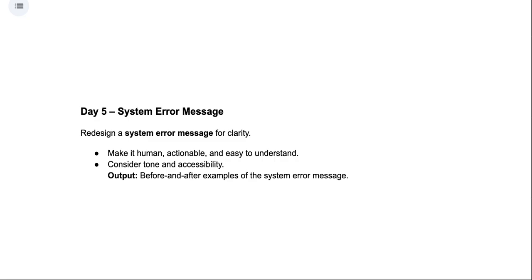So in this particular challenge, just redesign a system error message for clarity. And sometimes these error messages are really basic. Something's broken and we're not sure what it is. Systems break unexpectedly and you have to accommodate for them. Sometimes they're specific, but make it very human, make it actionable, make it easy to understand.